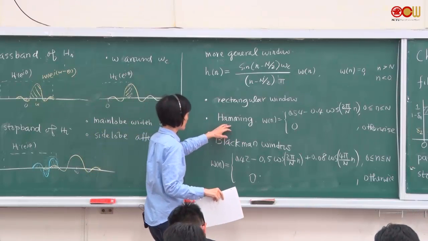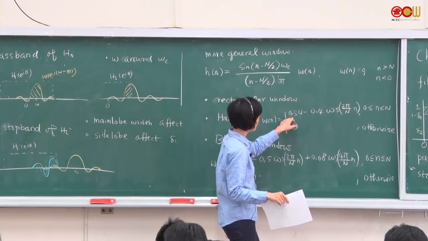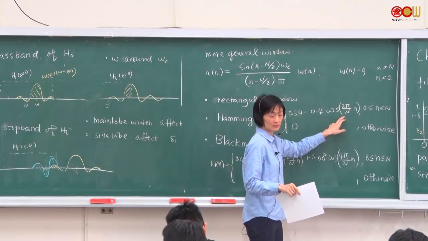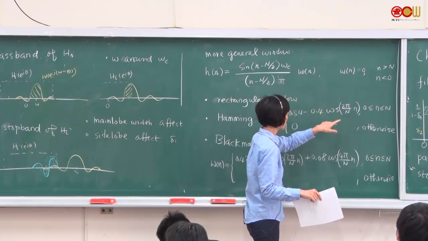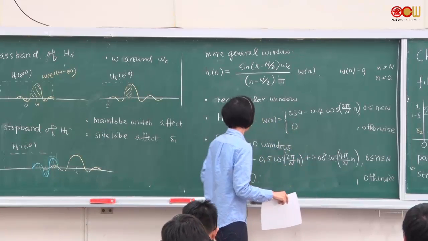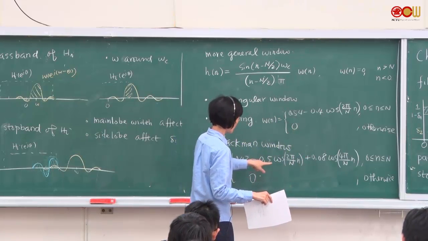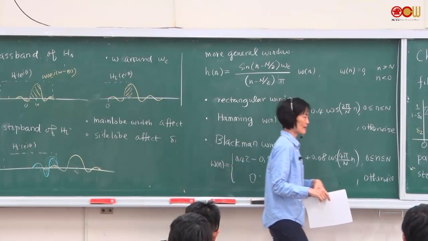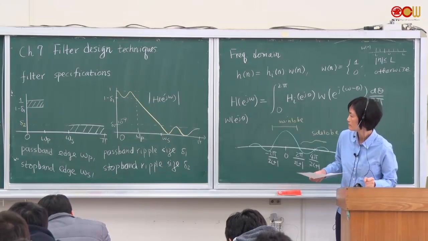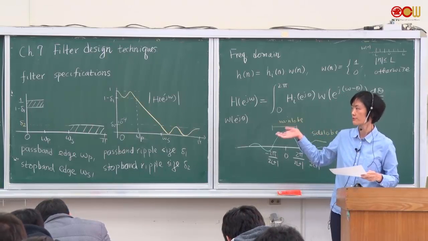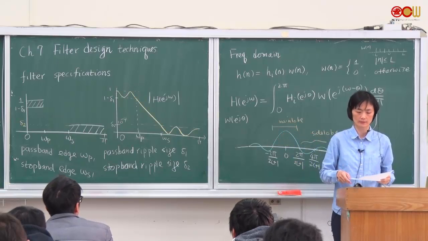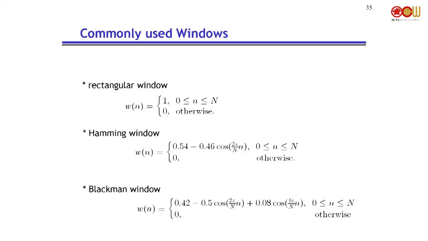From what we can see, the Hamming window is a cosine function, with 0.54 and a cosine function that gets subtracted. The Blackman window has a constant term and two cosines, right? Let's look at the view graph to see how they are different in the time domain. So people start having different windows, and let's see how they look in the time domain.